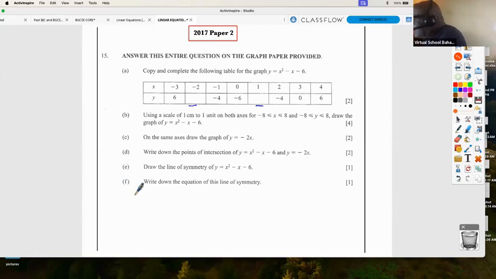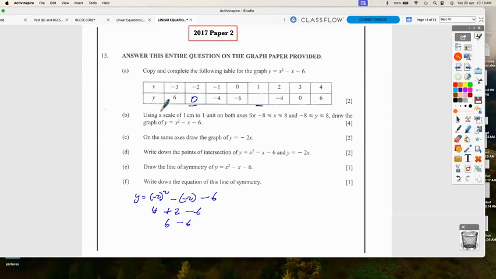So I like working out. I put y equals x squared minus x minus 6, so it will be (-2) squared, minus, x is -2, and then -6. So this is going to give +4, +2, -6. 4 plus 2 is 6, minus 6, so this is 0. Everybody understand how I get that 0? Yes, sir.